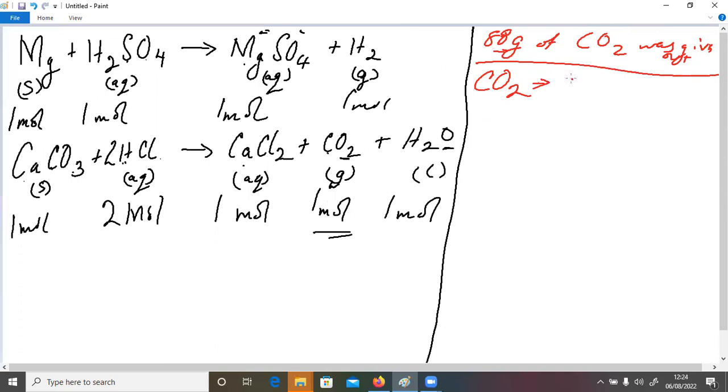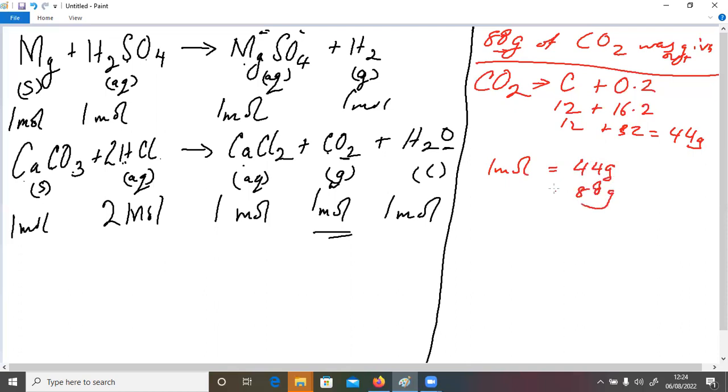So carbon dioxide is 1 carbon plus 2 oxygens. Carbon is 12 plus oxygen is 16, times 2, which is 12 plus 32, equals 44 grams. So if 1 mole of carbon dioxide is equal to 44 grams, 88 grams must be equal to how many moles? That is x times 44 equals 88, so x is 88 divided by 44. We have seen this previously. This equals 2 moles.